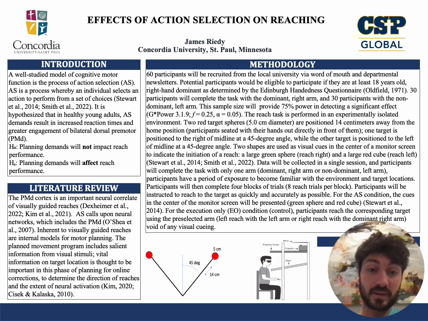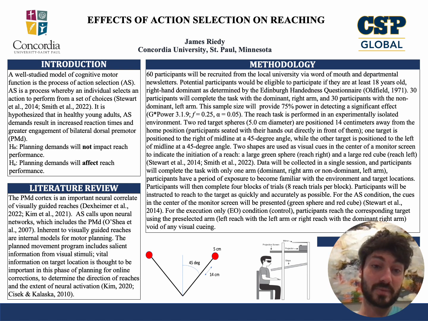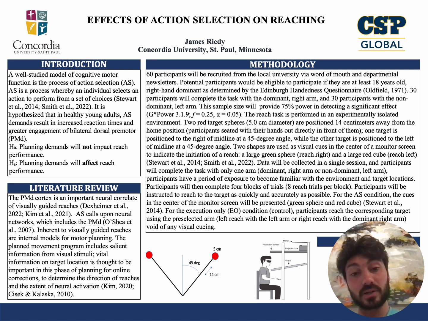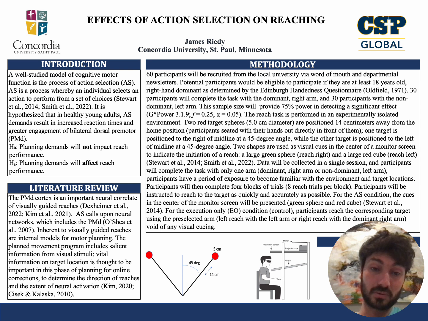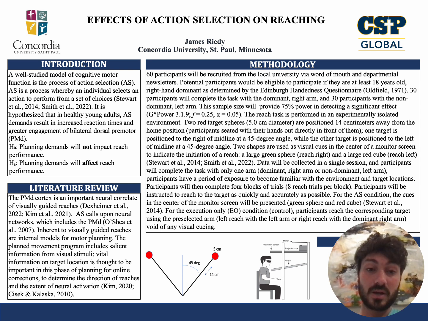So, my hypothesis is that young, healthy adults under action selection demands will have a larger increase in reaction times and greater engagement, therefore, of bilateral dorsal premotor tracts compared to young healthies who do not have the action selection demand. They are just execution only for their reaches. So, planning demands will not impact reach performance, or planning demands will affect reach performance.